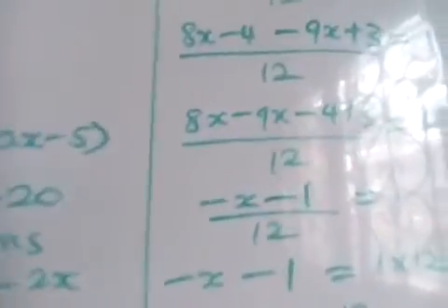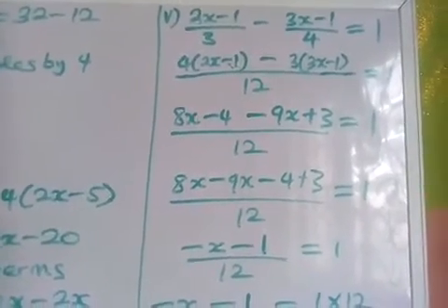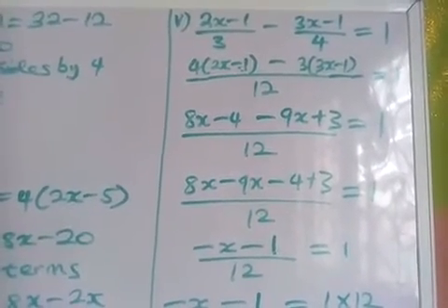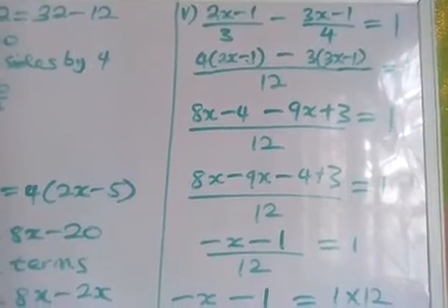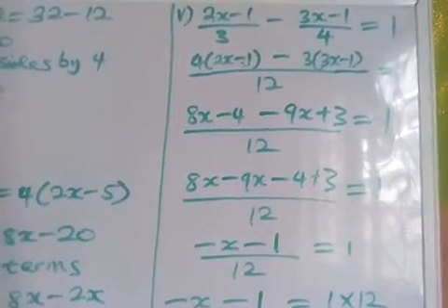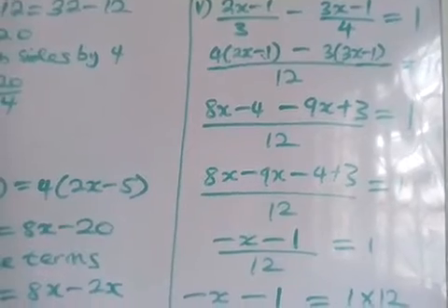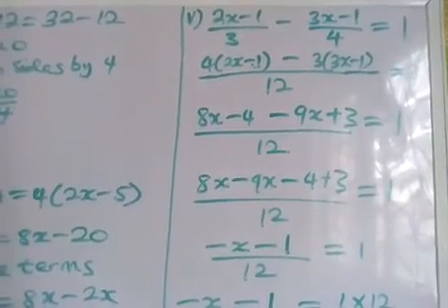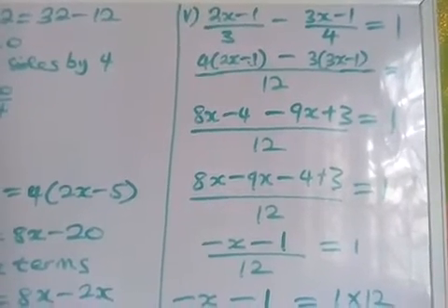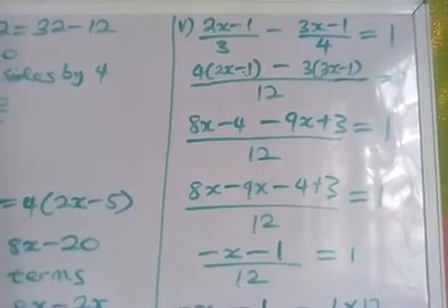Now, the fifth one, we have 2x minus 1 all over 3 minus 3x minus 1 over 4 equals to 1. The first thing here, we have fractions being separated by negative sign. What we're going to do here first is to find the LCM. What is the LCM of 3 and 4? That is 12. The next thing is, how many 3 can we see in 12? That is 4. We now use the 4 to multiply the 2x minus 1. Next one, how many 4 can we see in 12? We have 3. We use the 3 to multiply the 3x minus 1.